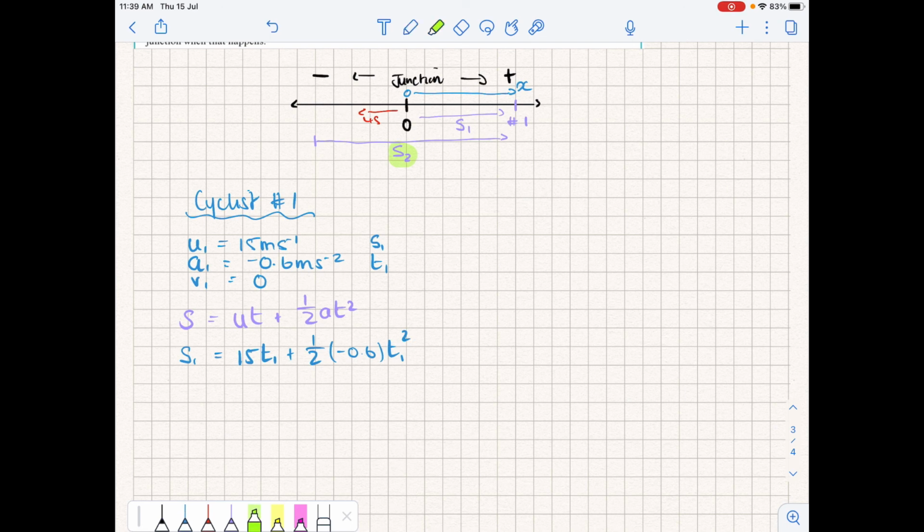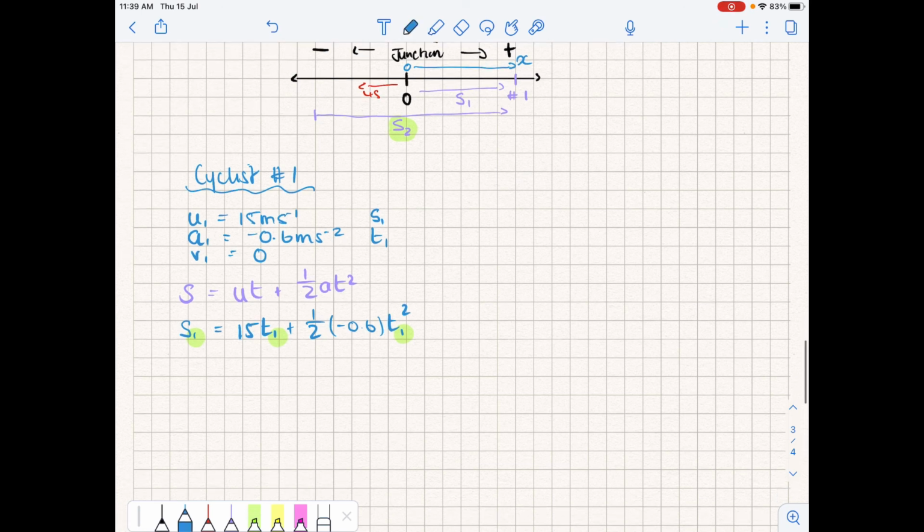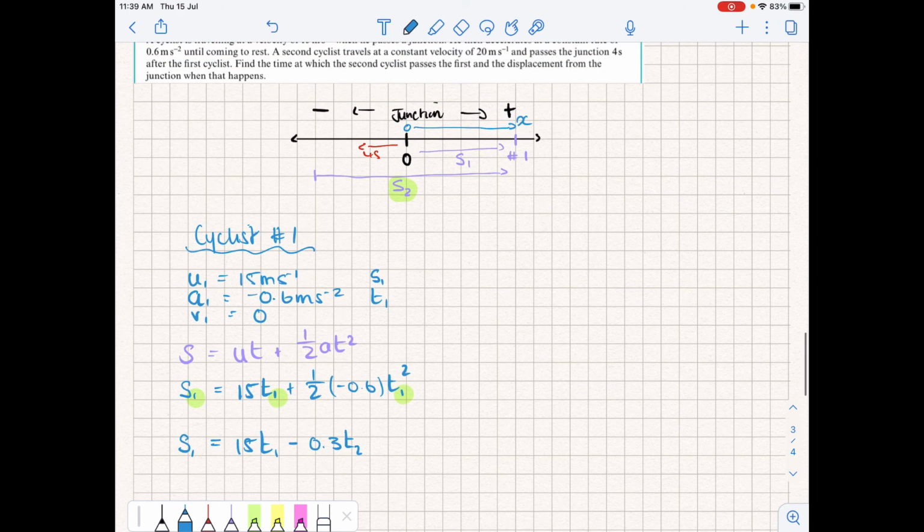Okay, so very important: everything here has to do with cyclist number 1. We will have to find a way to relate cyclist 1 and 2 at some point, but for now we're going to treat them separately. Okay. So just tidying up here, we can say the displacement for cyclist number 1 is equal to 15 t1 minus 0.3 t1 squared. That's the displacement function for cyclist number 1. Let's look at cyclist number 2 now.